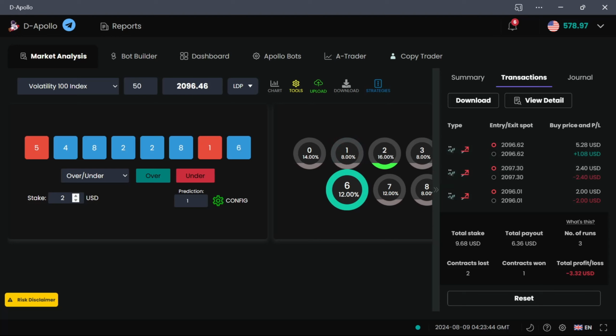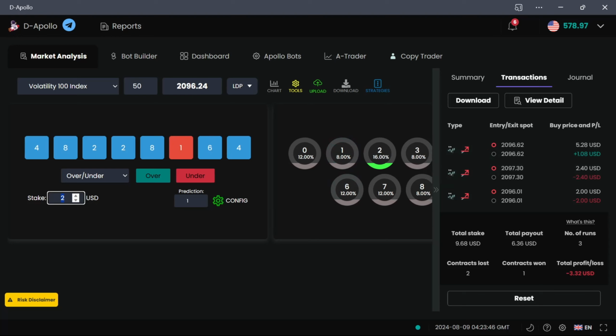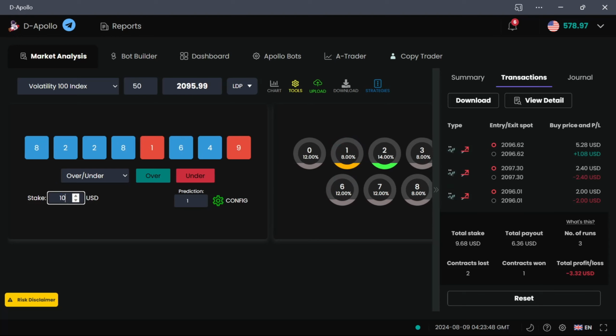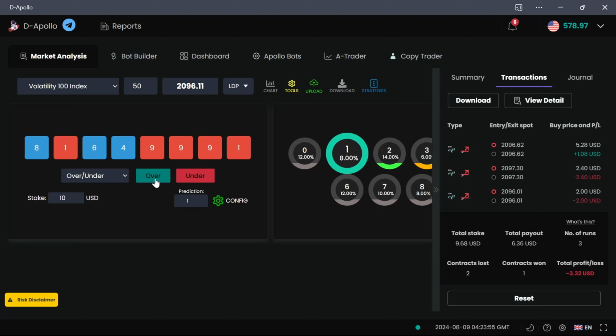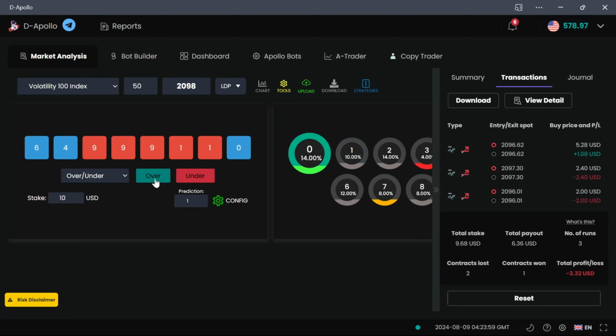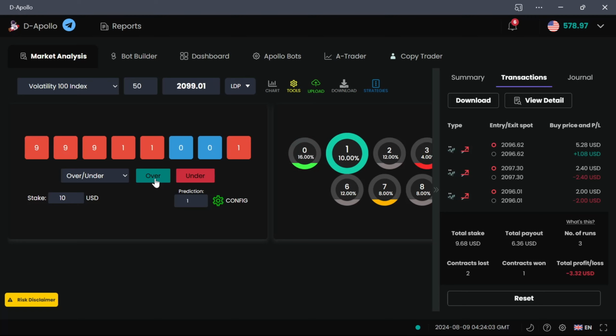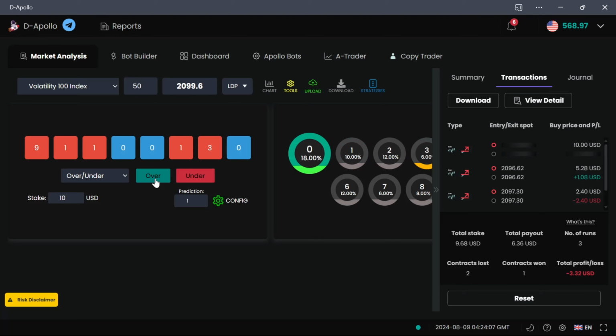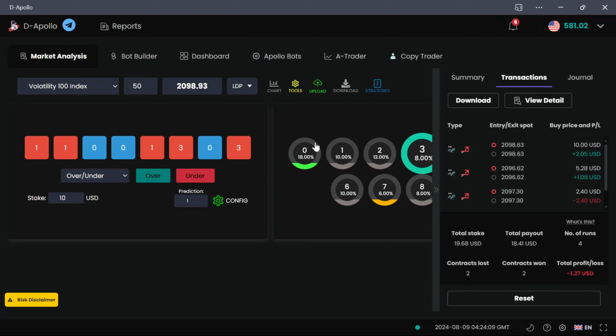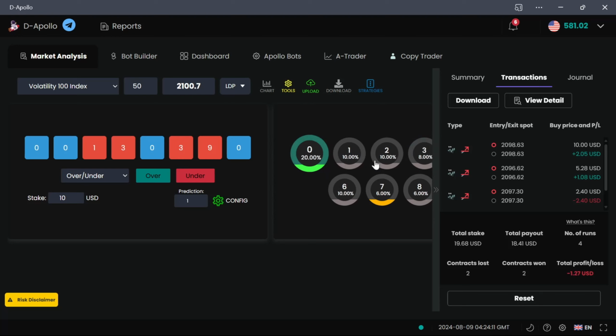Let me stake with $10. You see, if I had traded zero, or any of these, I would have lost, because all of these are three. I'm going to buy again. I've lost. No, I've won.